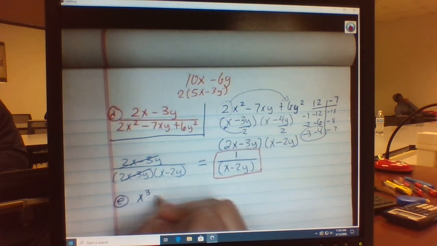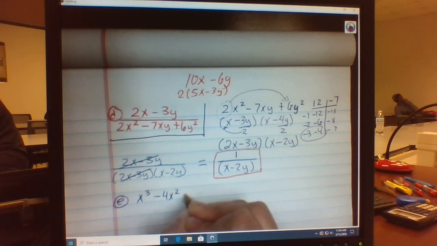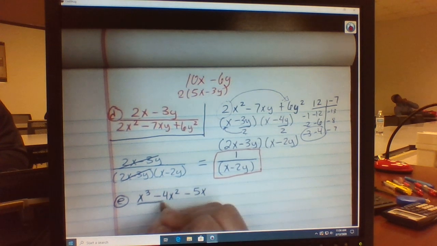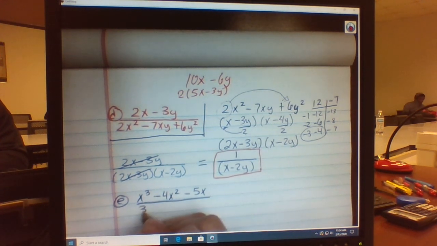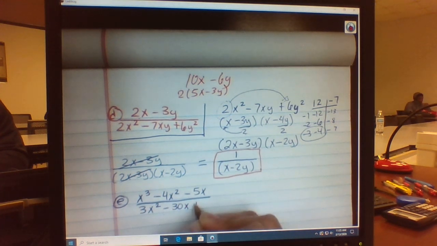x cubed minus 4x squared minus 5x over 3x squared minus 30x plus 75.